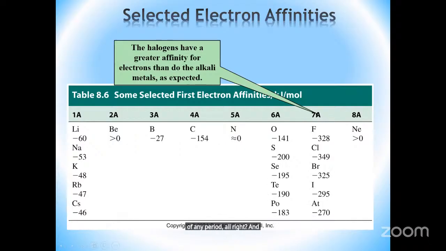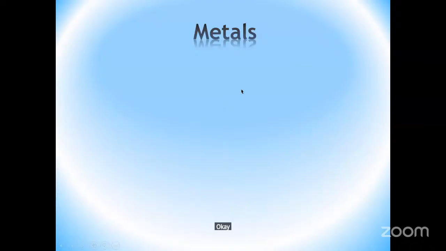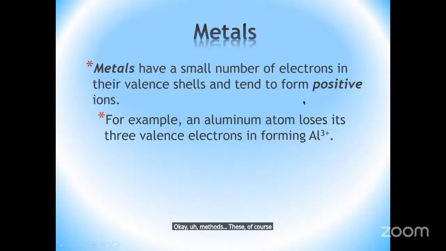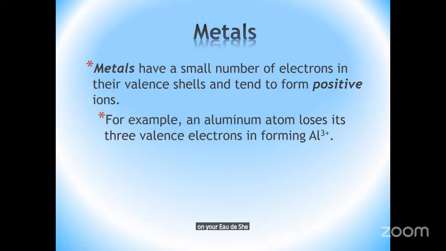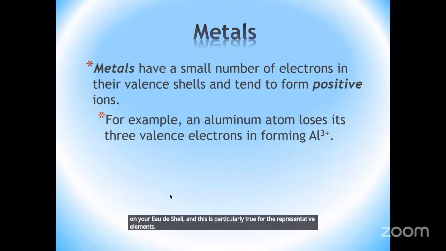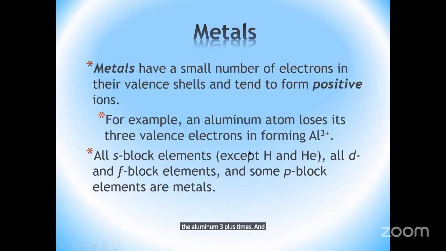And that's all we're going to say about that, because this is a bit more complicated compared to first ionization energy. Okay, metals. These, of course, are elements where, if you look at the atomic structure, they have a relatively small number of electrons on their outer shell. And this is particularly true for the representative elements. And basically, they form ions by losing those electrons to form the ions with the plus charge, the cations. And we see that, for example, in the case of aluminum, where the atom will lose 3 electrons to form the aluminum 3 plus ions. And this is basically displayed by metals in the S block regions, the D block region, and F block regions, and some P block elements like lead and tin.